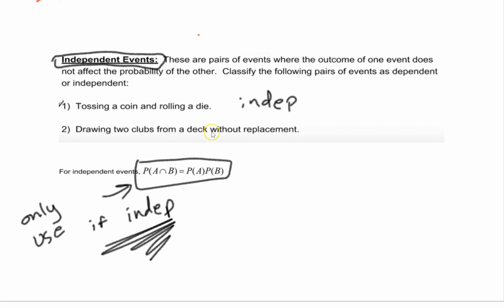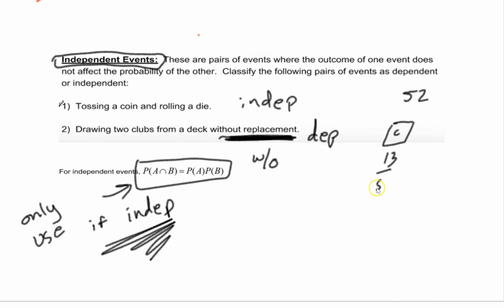How about drawing 2 clubs from a deck without replacement? Now the key phrase here is without replacement. Anytime it says that, you know it's automatically dependent. Why? Because of this. A deck of cards has 52 cards. The odds of getting the first club, let's put C, would be 13 out of 52 because there's 13 clubs in the deck and there's 52 cards. Since we're doing without replacement, I'm not putting that card back. I'm holding that card. Can't take that card away from me. It's mine. Well, I'll draw the next card being a club. Well, now there's only 51 cards in the deck because I drew a club the first time.